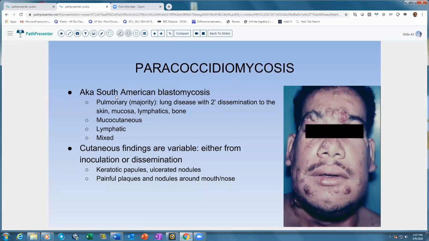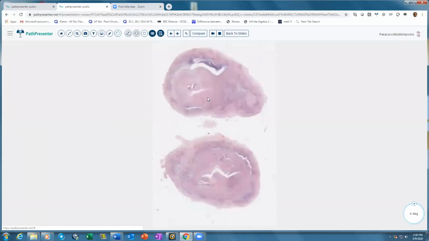Paracoccidioidomycosis is also known as South American blastomycosis. They can affect both the skin as well as internal organs. In the skin, they present with keratotic papules, which are ulcerative and sometimes painful. And they are usually more common around the mouth and the nose. These two slides were provided by my good friend from Brazil, Geronimo. Both this slide and the next one, he's provided them.